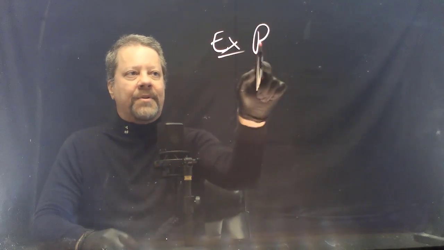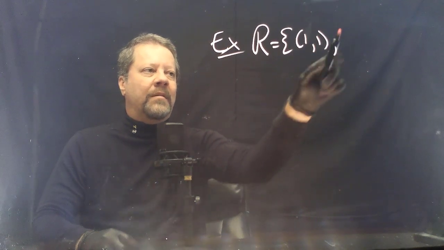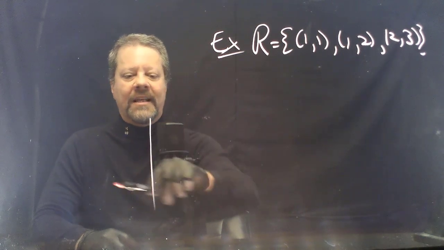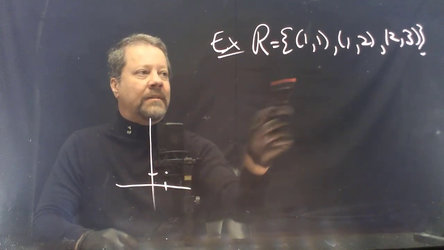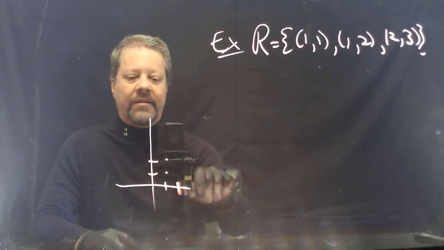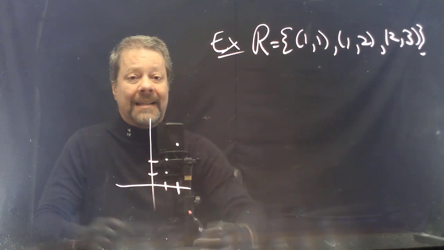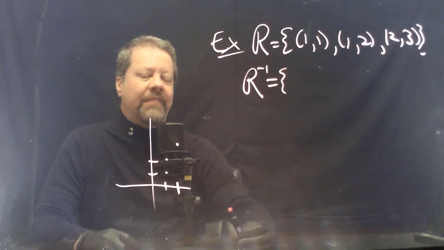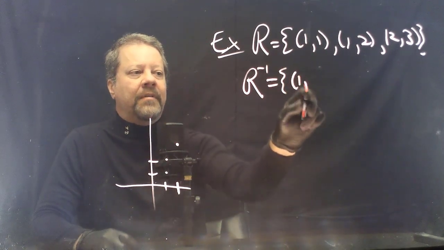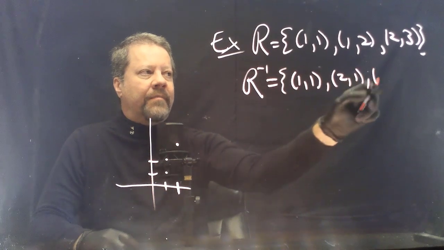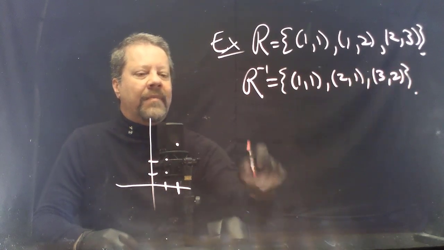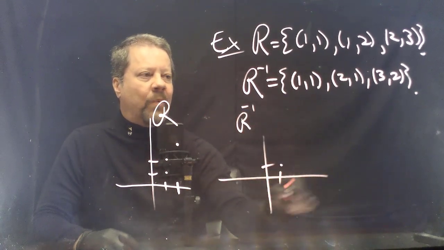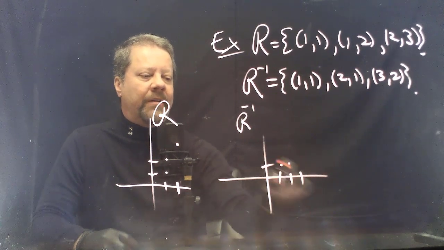In this next example, suppose our relation has the points (1, 1), (1, 2), and (2, 3). This is obviously not a function. Regardless, every relation has an inverse relation that you get by simply reversing the coordinates. So if this is our relation, then our inverse relation has the point (1, 1), the point (2, 1), and the point (3, 2).